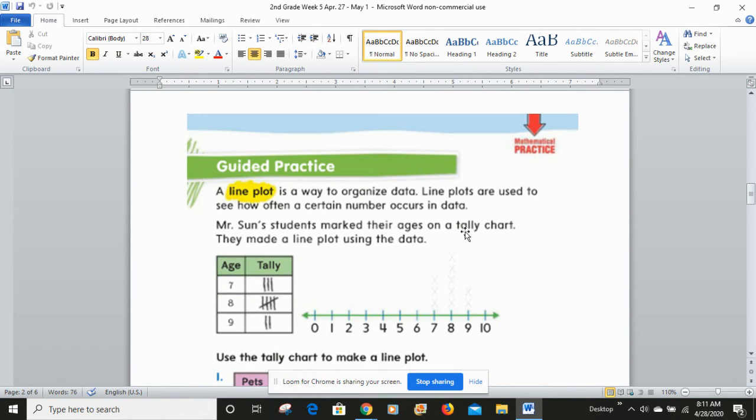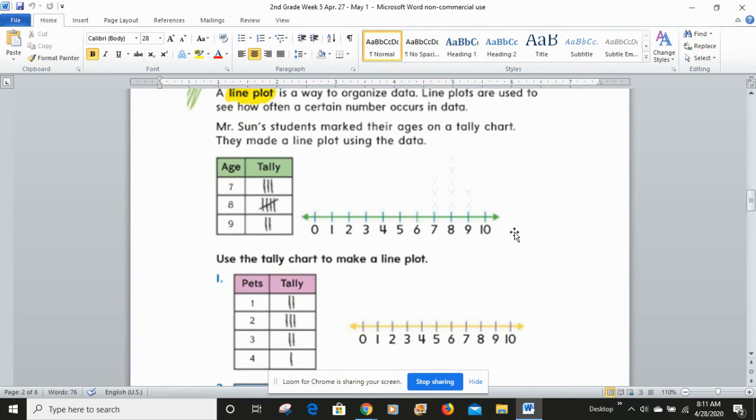So your activity for today is doing the guided practice. It just says a line plot is a way to organize data. Line plots are used to see how often a certain number occurs in data. So down below, it says Mr. Sun's students marked their ages on a tally chart. They made a line plot using the data. So here's your tally chart. Take this information and put it into the line plot with X's above how many votes these ages got.